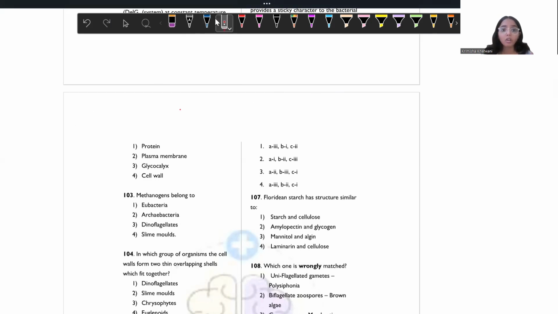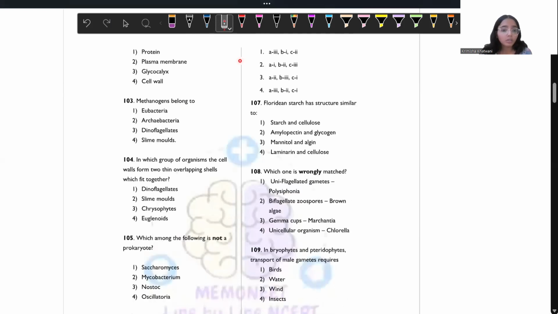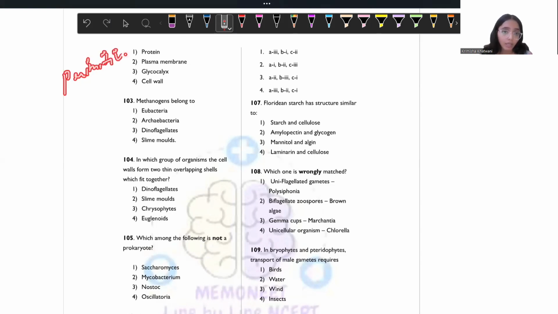Now, moving on to the next question. Question number 3 says, methanogens belong to which of the following? The answer is option number 2. Methanogens are primitive bacteria which belong to archaebacteria. They can live in harsh conditions like swampy and marshy conditions. They produce methane gas. An example for methanogen is Methanobacillus. Understood? So this is the answer to question number 3.